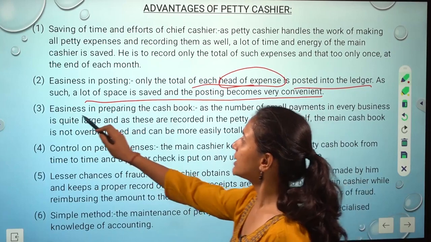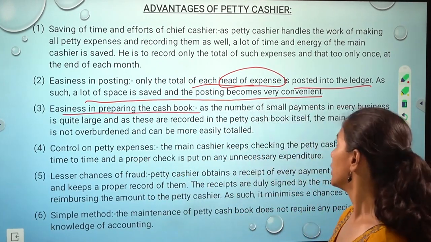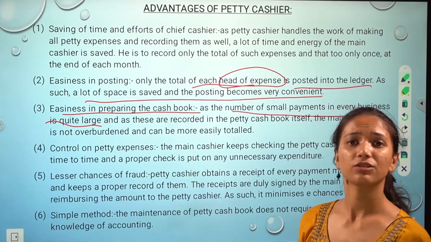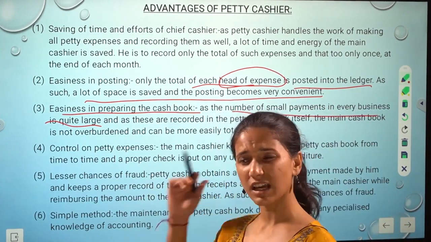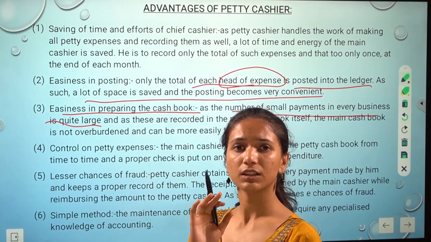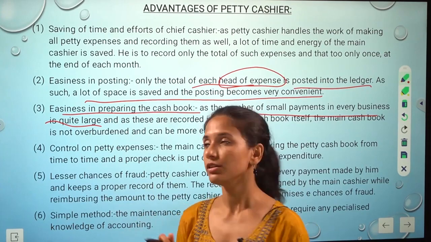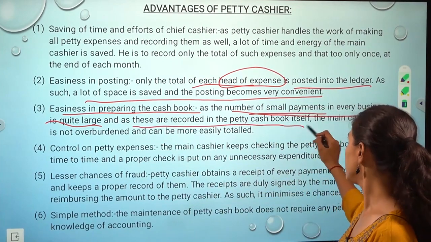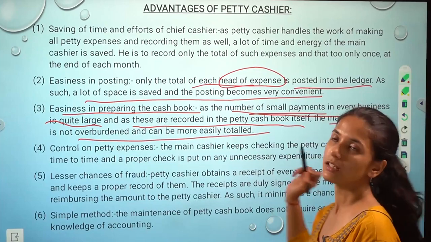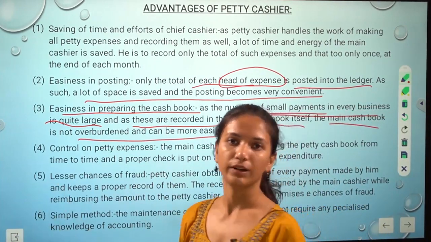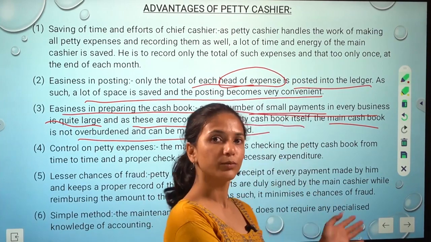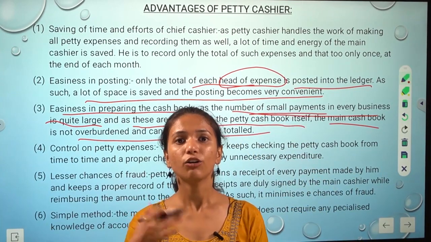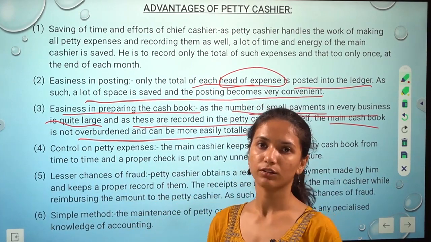Okay. Next is easiness in preparing the cash book. The number of small payments in every business is quite large. A large number of transactions take place every day in a large business. Not only in large business, in small business also the number of transactions is very large. Since these small payments are recorded in the petty cash book itself, the main cash book is not overburdened and can be more easily totaled. Half of the small expenses are grouped together by the petty cashier in another cash book, so the main cash book doesn't get overcrowded with a lot of transactions.